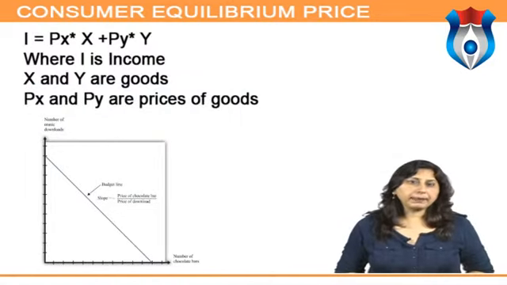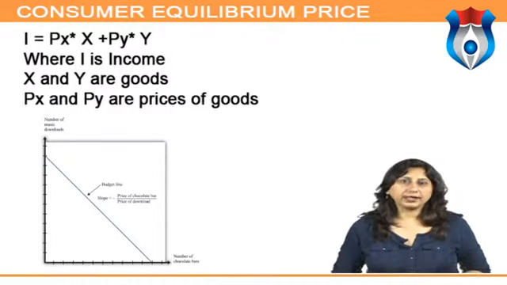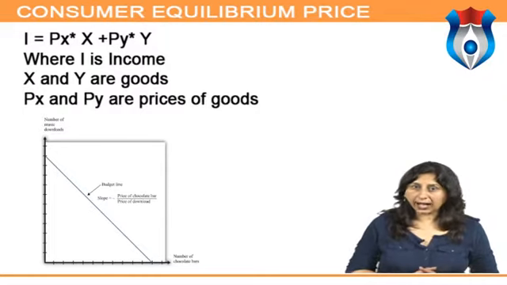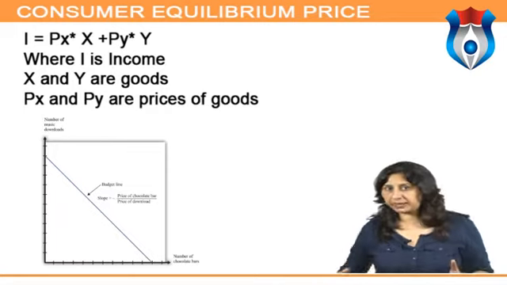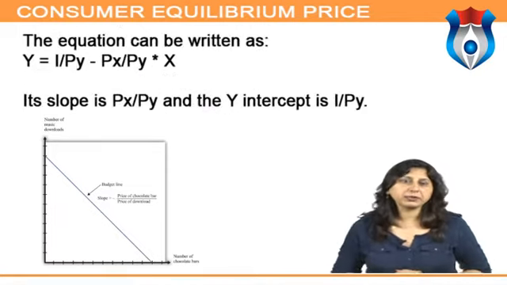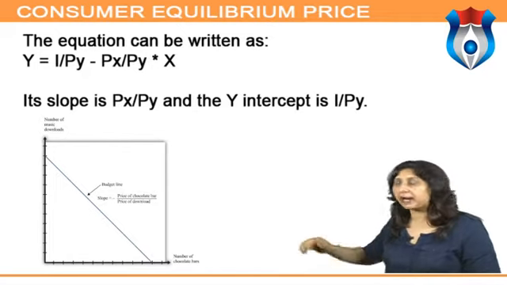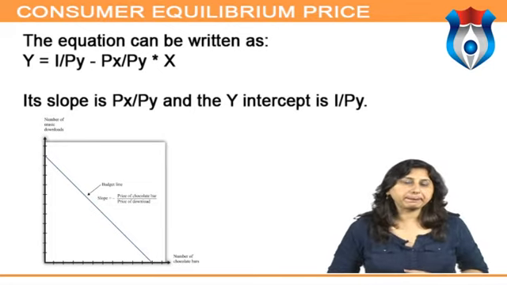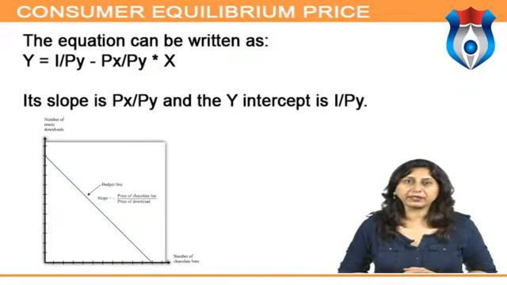I is equal to Px into X plus Py into Y. In this equation, the consumer has expended all income I across both goods X and Y, where Px and Py are the prices of X and Y respectively. The equation can be written as Y is equal to I upon Py minus Px upon Py into X. Its slope is Px upon Py and the y-intercept is I upon Py.